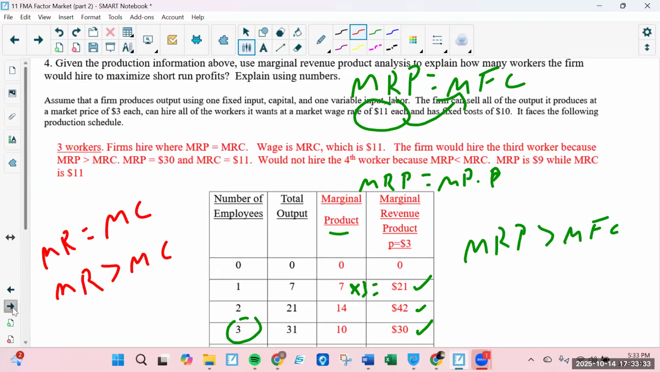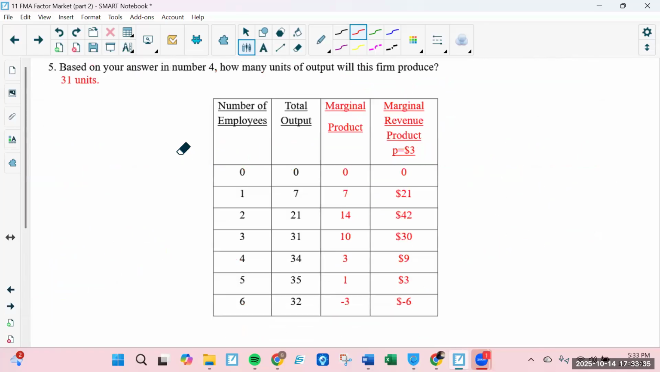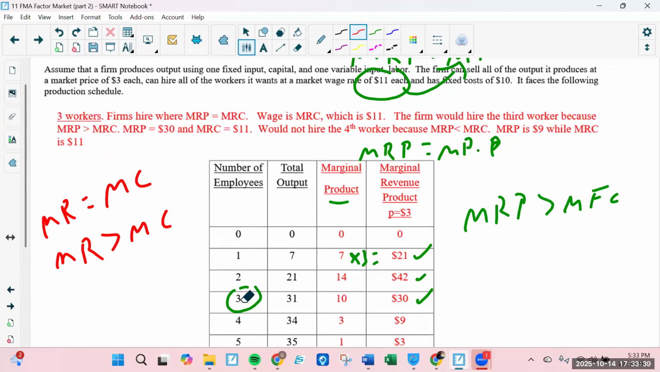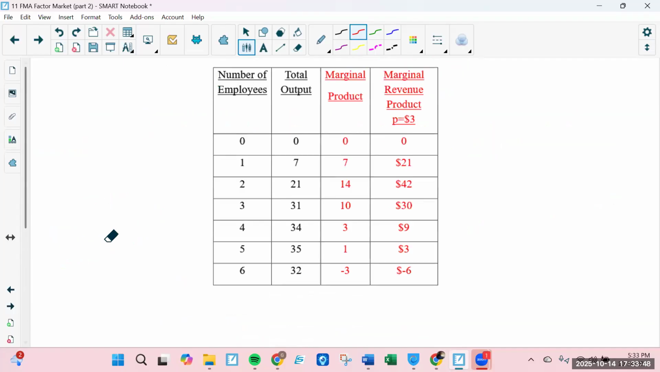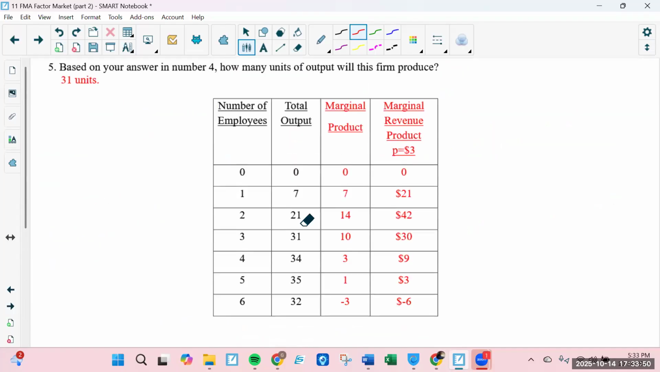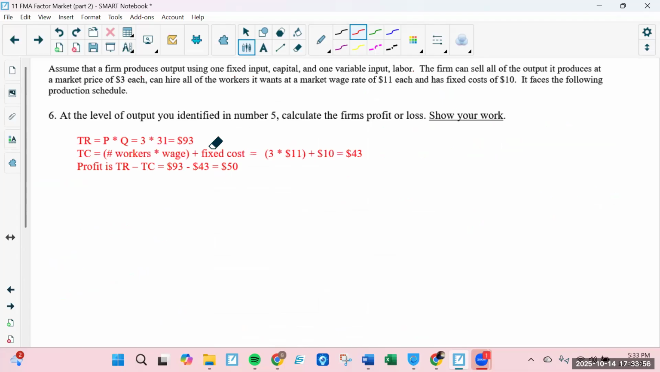Okay. Next one, number 5. Based on your answer in number 4, how many units of output will the firm produce? Well, we said we're going to hire 3 workers, and those 3 workers are going to produce a total of 31 units. So the answer is 31. 3 workers, 31 units. All right.